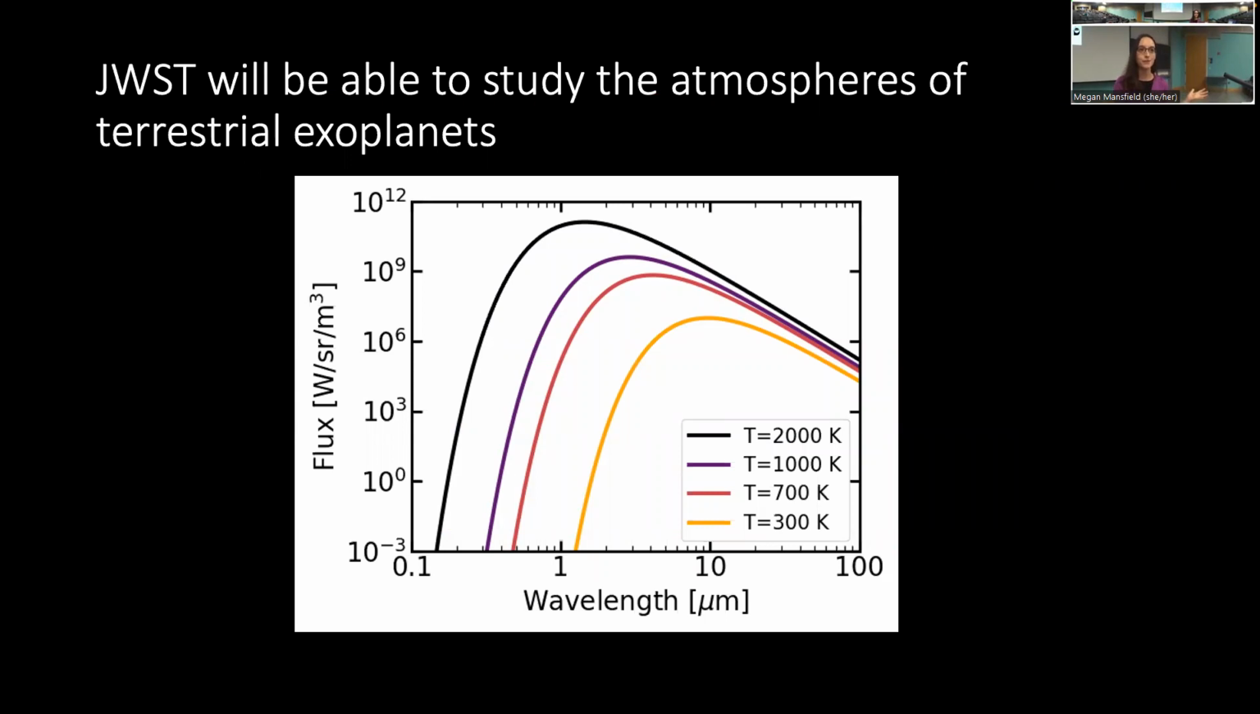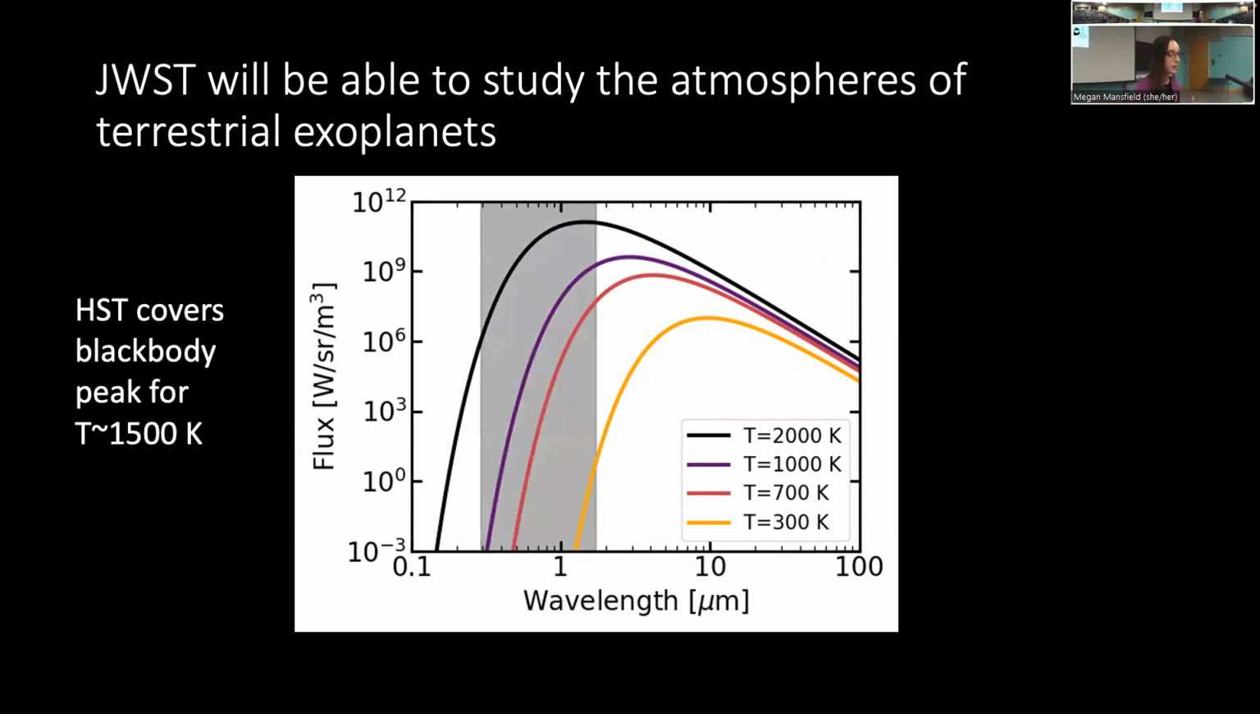So JWST is going to be really amazing for looking at terrestrial exoplanets. And part of the reason for that is just going to be the new wavelength regime JWST is giving us access to. So here I'm just plotting the fluxes that you get for a black body at a set of different temperatures, 2000, 1700, and 300 Kelvin. And the Hubble Space Telescope covered this wavelength range spanning from the near UV to the near infrared, at least for what we were able to use to study exoplanets.